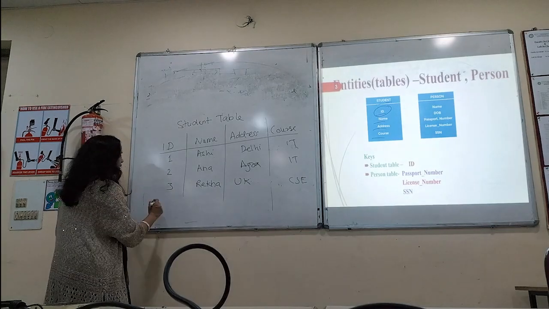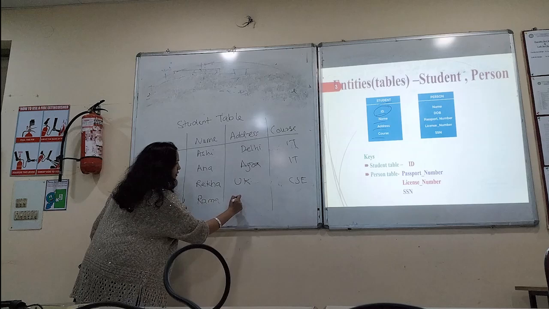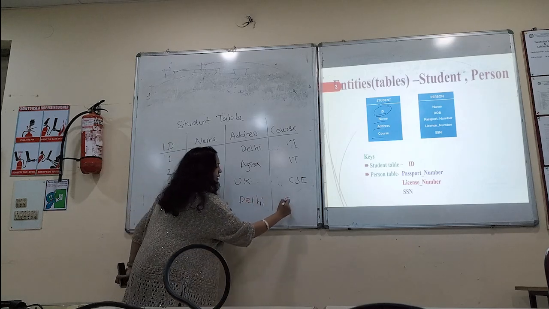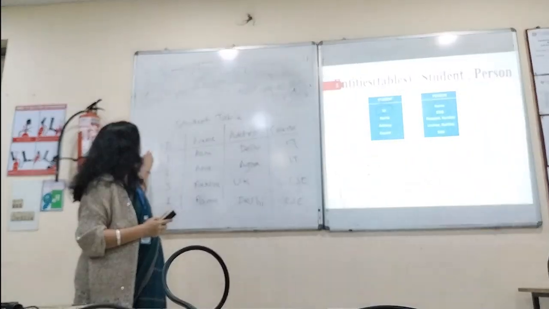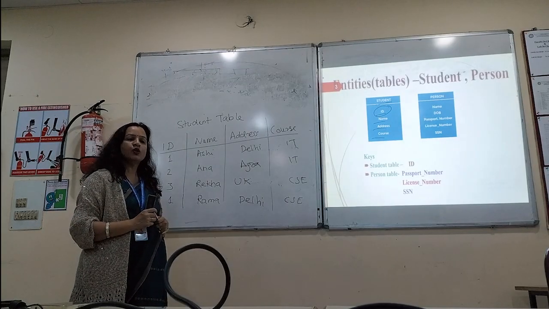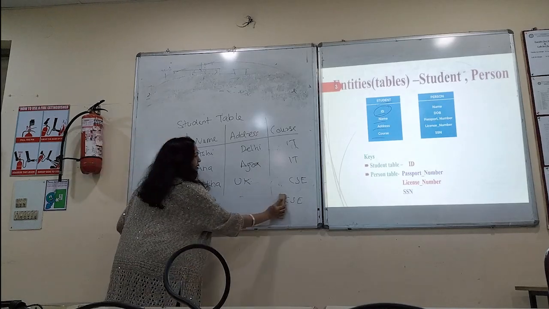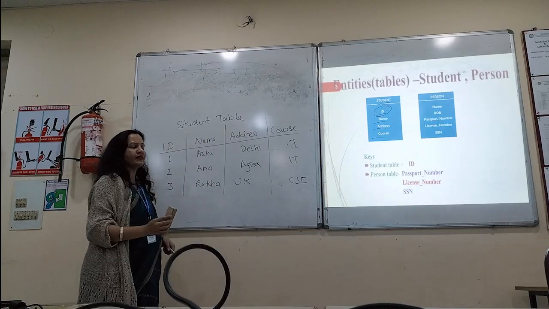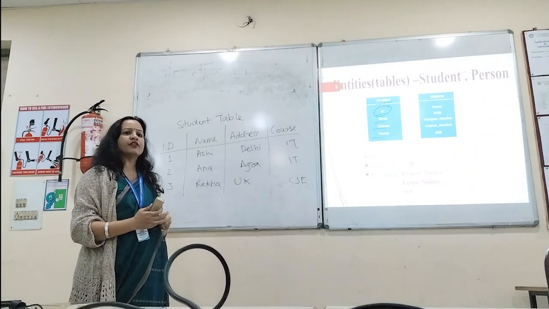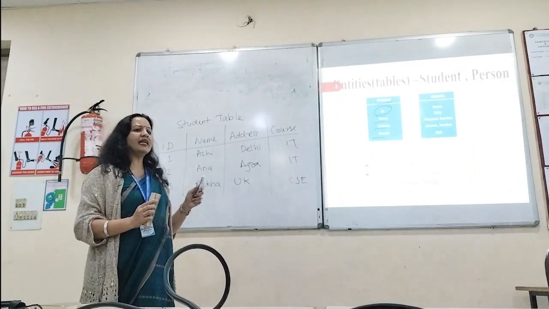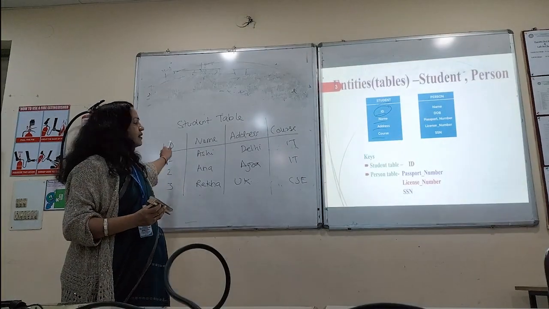Can we have another row with ID 1, Rama, Delhi, and CSE? Is it possible for us? Have you seen two persons having the same roll number or the same ID? No, that is not possible. So that means this is wrong. We have to delete or omit this. So this is now 1, 2, 3. These are unique values for the student ID, which uniquely identify each row, right? So we can consider this as a key.